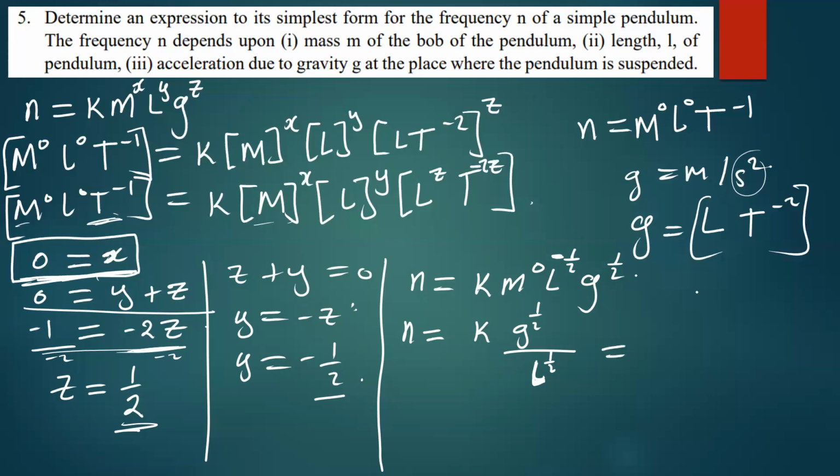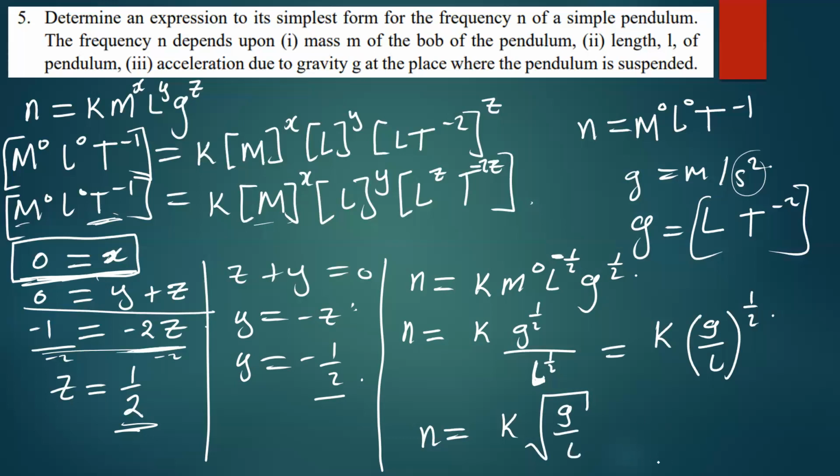So this can also be written as k, then open brackets, g over L, to the power half. Anything raised to the power half is just the same as the square root. So we have k root g over L. So this is the formula for the frequency of a pendulum. If you remember, there was a question where we had this formula. All right, so we move on to the next one.